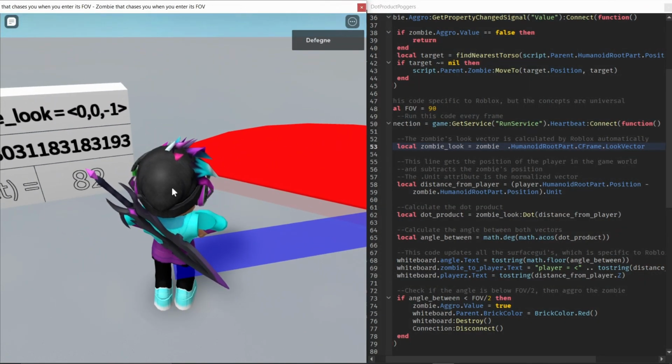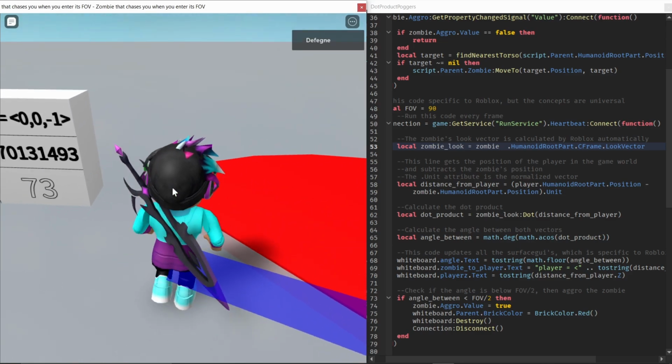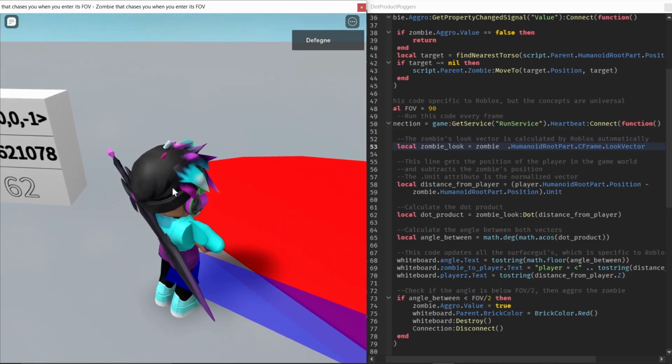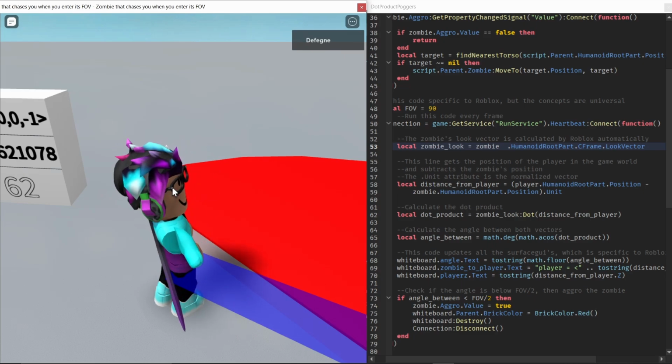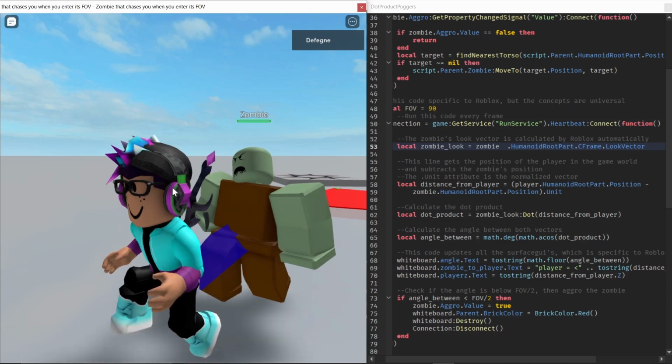Now, as I get closer to the zombie's FOV, we can see that the angle begins to decrease. And once I enter the FOV, it will see me and start chasing me. Unfortunately, I have no way of fighting back.